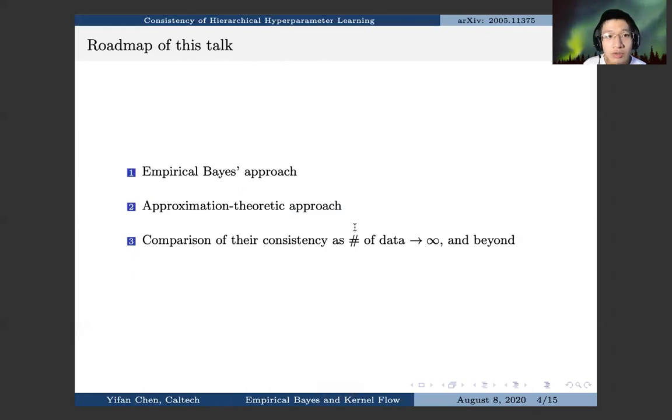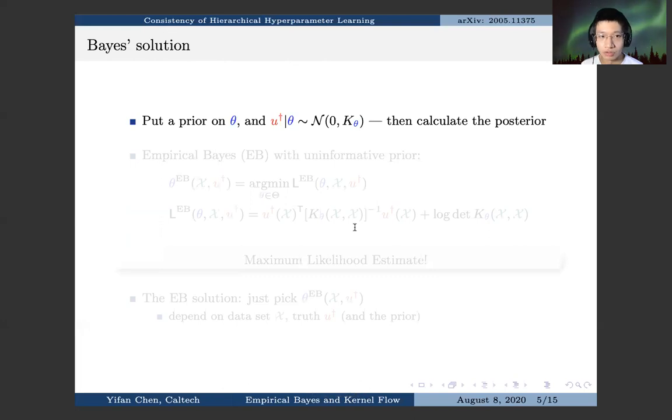The following is the roadmap of this talk. First, we will discuss two approaches to this problem, the empirical Bayes approach and the approximation theoretical approach. Then, we will compare the properties of the two different approaches, especially their consistency as the number of data goes to infinity.